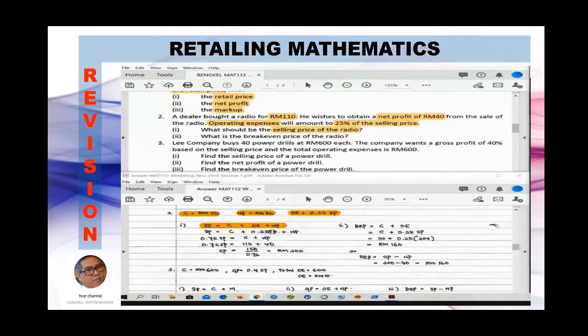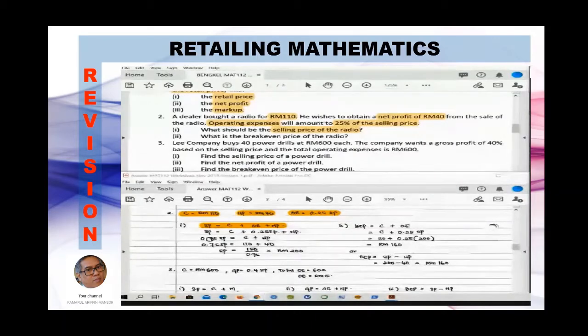OE kita gantikan dengan 0.25 SP. So that means SP 0.5 SP ada kat sebelah kanan, kat sebelah kiri pun kita ada 1 SP, sebelah kanan ni kita ada 0.25 SP. So that means kita boleh pindahkan 0.25 SP ni ke sebelah kiri. Dia akan jadi 1 SP tolak dengan 0.25 SP. So kita akan tinggal 0.75 SP.